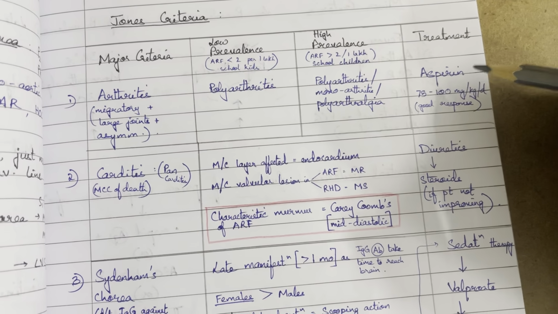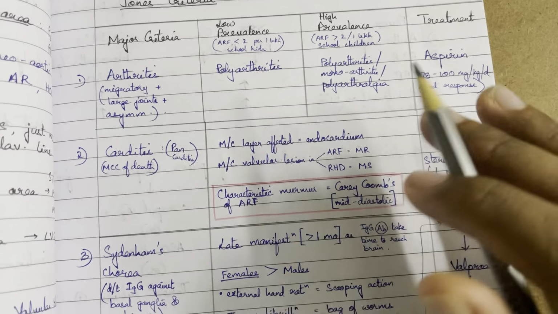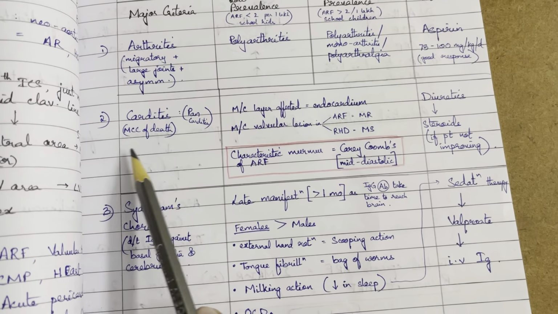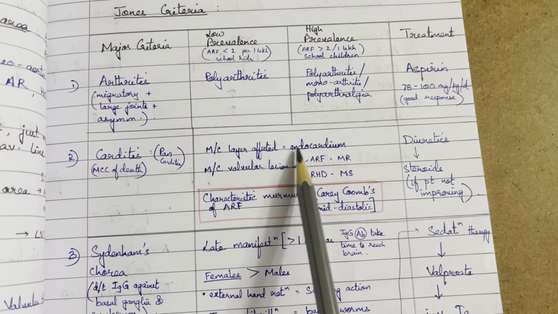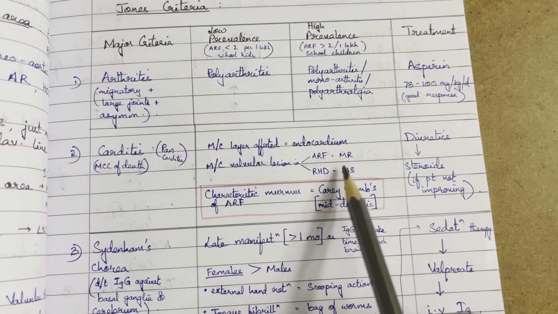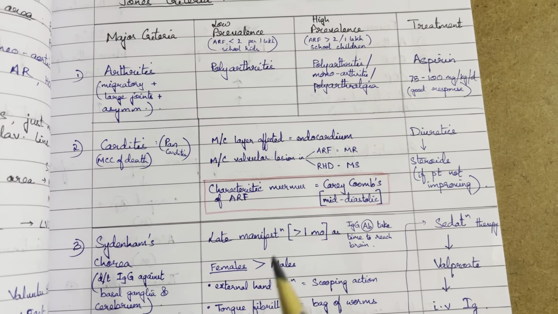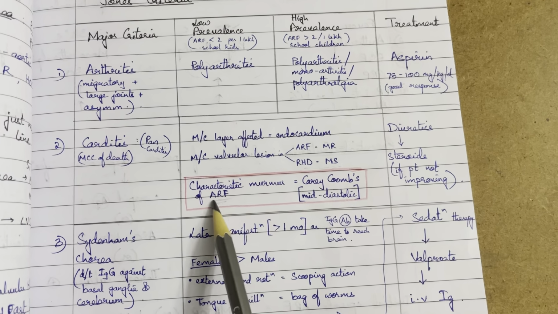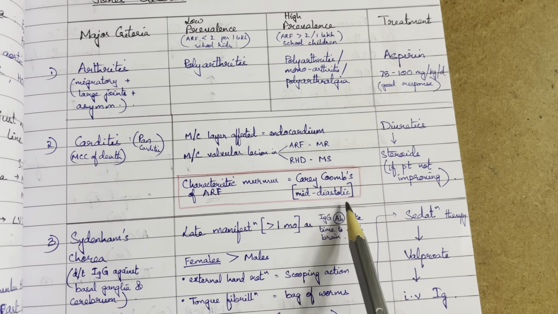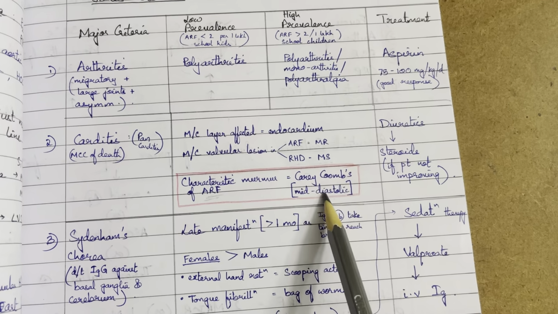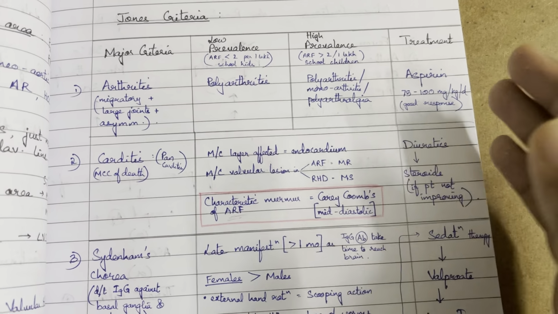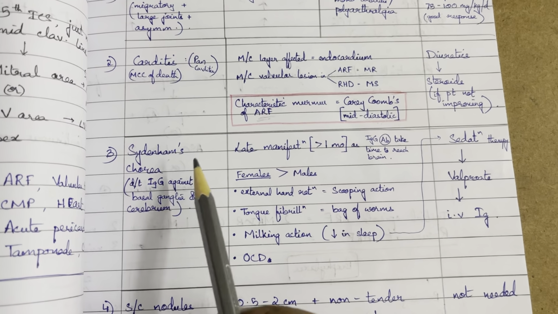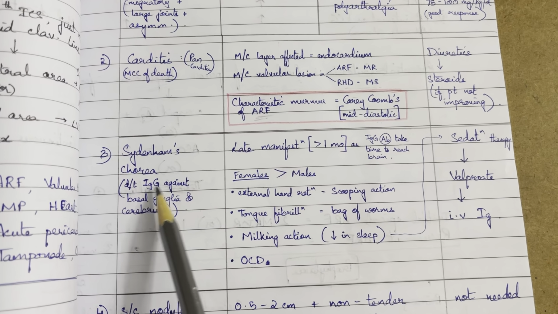Treatment is aspirin. You just give aspirin for the arthritis and you will have a very good response, around 75 to 100 mg per kg per day. Then next you will have pancarditis, the most common cause of death. Most commonly affected layer is the endocardium. In acute you will have MR; in chronic rheumatic heart disease you will have MS. The characteristic murmur of acute rheumatic fever is the Carey-Coombs murmur, a mid-diastolic murmur. To reduce the load on the heart, you will give diuretics, and if the patient is not responding, you will give steroids. The next, Sydenham's chorea, because of IgG against the basal ganglia and the cerebrum.